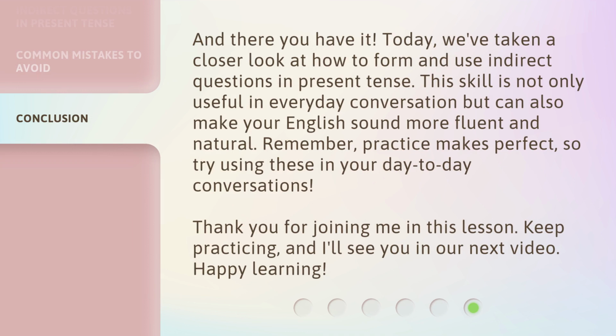And there you have it. Today, we've taken a closer look at how to form and use indirect questions in present tense. This skill is not only useful in everyday conversation but can also make your English sound more fluent and natural. Remember, practice makes perfect, so try using these in your day-to-day conversations.